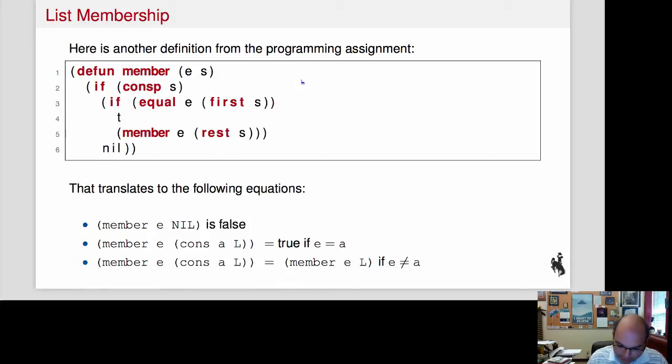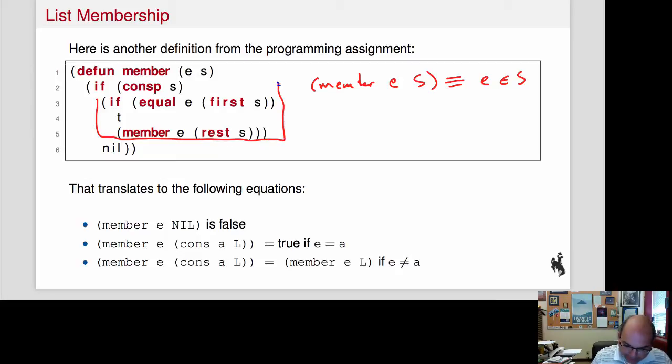membership. Okay, so what this actually corresponds to is that member E S is basically the same as what we've been saying, E belongs to S. Okay, so that's what that means. Now, how does it work? Well, the first thing we ask is S a cons P? Meaning, is it a non-empty list? Okay, so this is the then part, and here is the else.